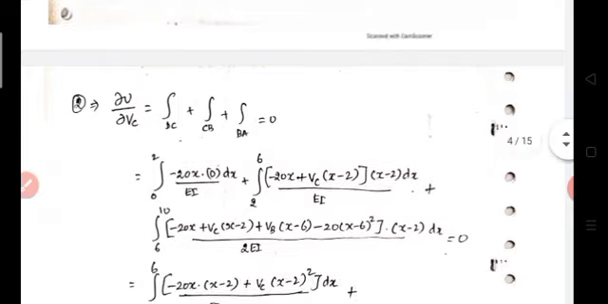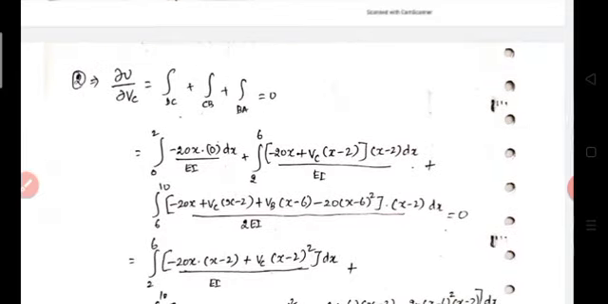Then again substitute all the terms. In the DC portion, Mx will be minus 20x, and dou Mx divided by dou Vc is equal to 0. Then the BC portion, limit 2 to 6, Mx is minus 20x plus Vc into (x minus 2), then dou Mx divided by dou Vc is equal to x minus 2.